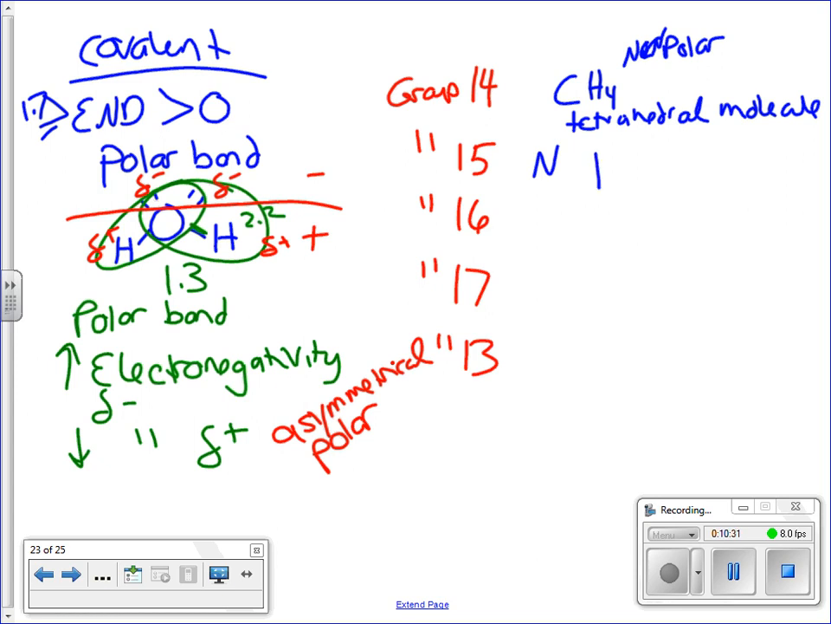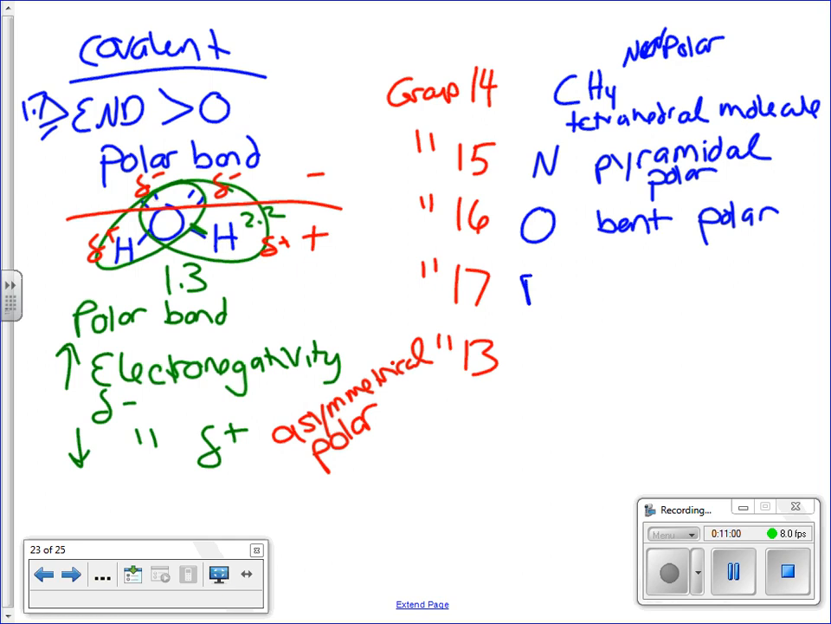Group 15, your nitrogen. Okay? This is pyramidal. I spelled it wrong. Forgive me. Okay? This is always polar. Group 16, oxygen. Okay? Oxygen, sulfur, selenium, tellurium, etc. Everything in group 16 on the periodic table is bent. Guess what? Polar, always, because of those lone pairs of electrons.